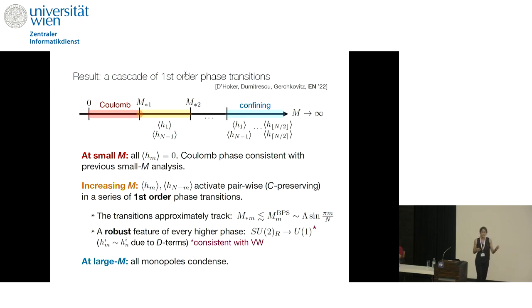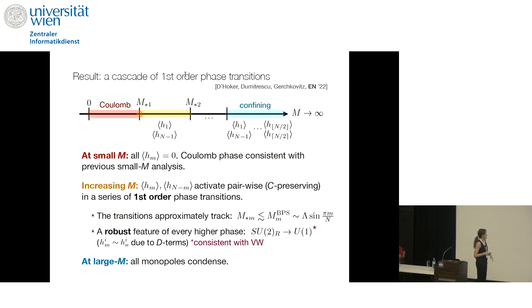only the vector multiplet scalars get VEVs, the monopole fields do not condense. And we find a Coulomb phase, which approximates the Coulomb phase of the supersymmetric theory and is, of course, consistent with our previous small m analysis. This is an important consistency check on this description. However, something interesting happens as I increase m: this vacuum becomes unstable, and instead, the monopole field VEVs want to turn on, and they activate pairwise, so more and more pairs turn on, in a series of first-order phase transitions.